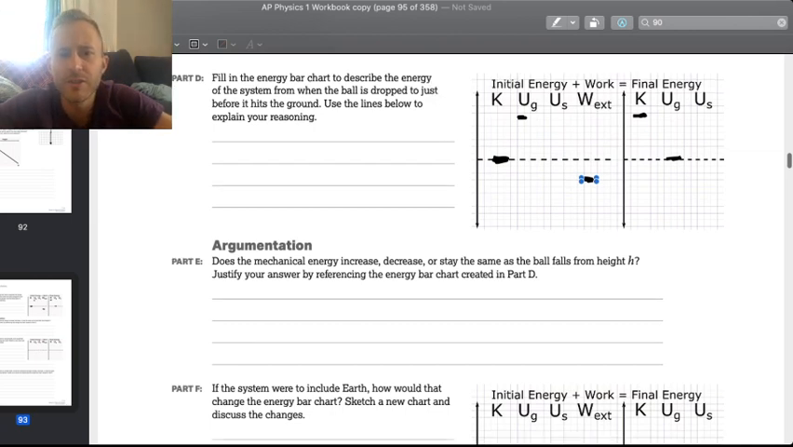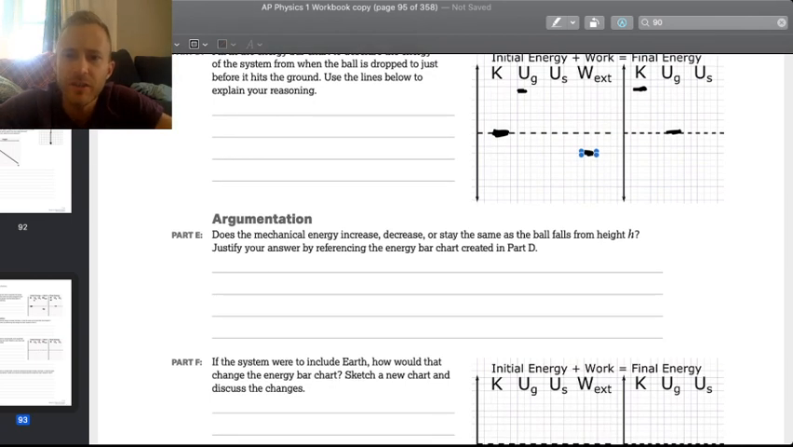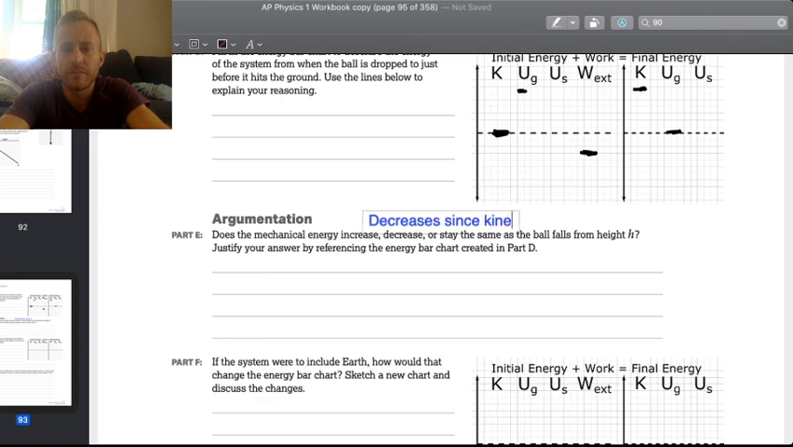Does mechanical energy increase, decrease, or stay the same as the ball falls from height h? I would say the mechanical energy actually decreases, since kinetic energy is dissipated and becomes heat.